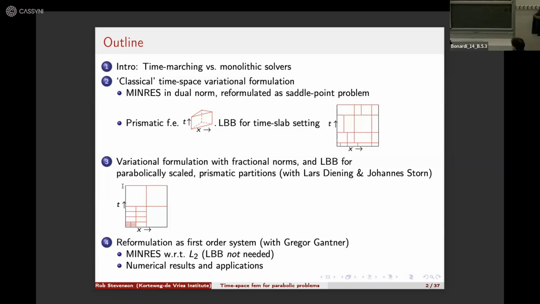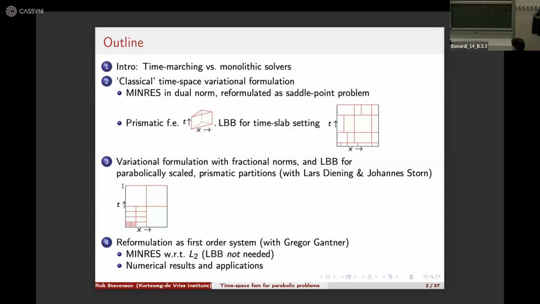Now we need parabolically scaled prisms, meaning that the diameter in time of a prism should be proportional to the square of the diameter in space. That's what you see. You get here very thin prisms.